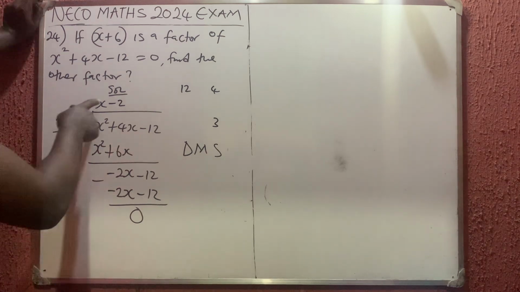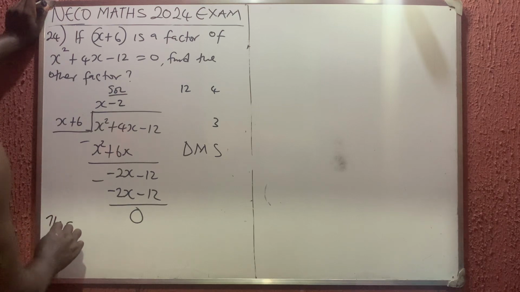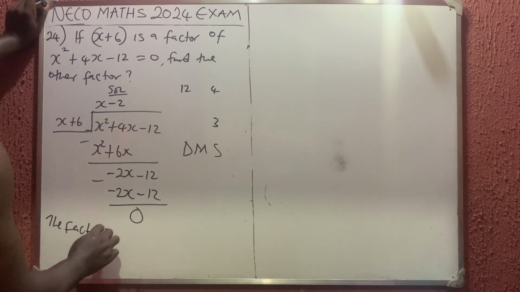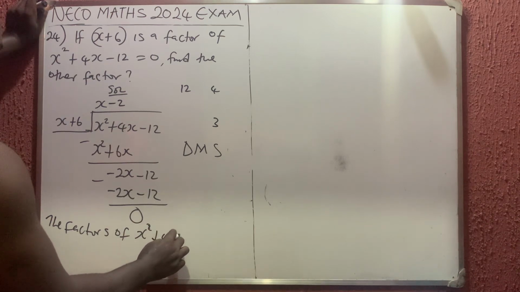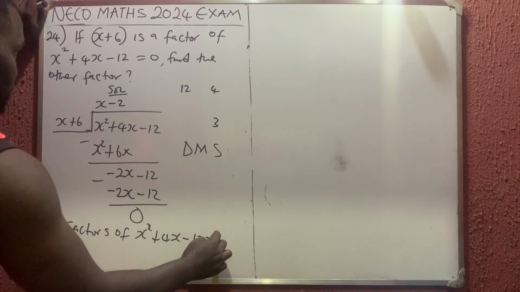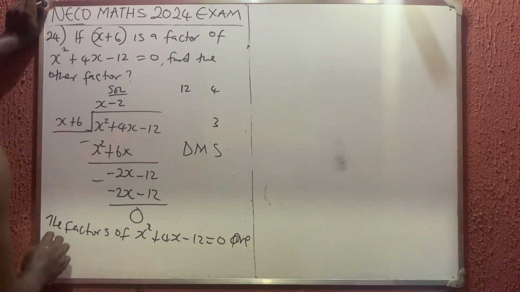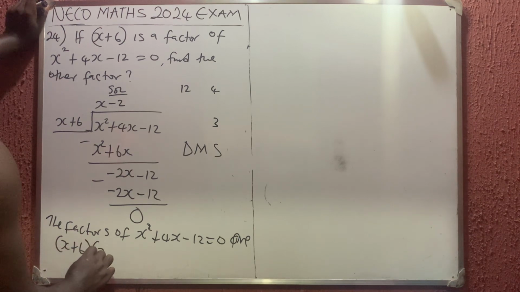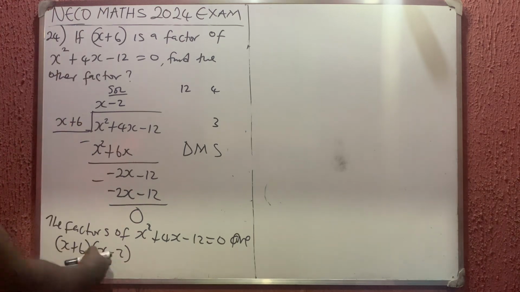So you now see that the factors of x squared plus 4x minus 12 equal to 0 are x plus 6 and x minus 2. So these are the two factors. They say the other factor is what? x minus 2. That's the other factor.